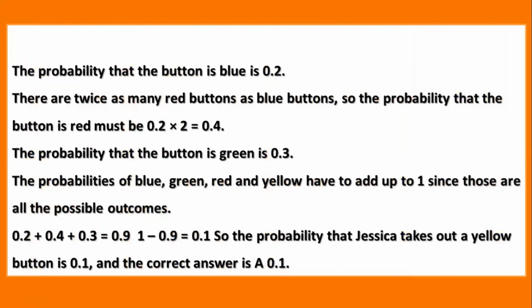So there is the explanation for this question. I have explained it to you. Do you have any query regarding the explanation? No. Okay. And it's 1 because it's taking one button out. Yes, because she is taking only one button out, so total probability is 1.